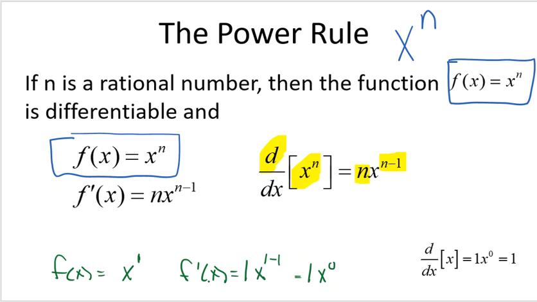So the 1 fell down in front. My new power is 1 minus 1, which is 0. But again, remember, anything raised to the 0 is 1. So 1 times 1 is 1. So the derivative of just x is 1.